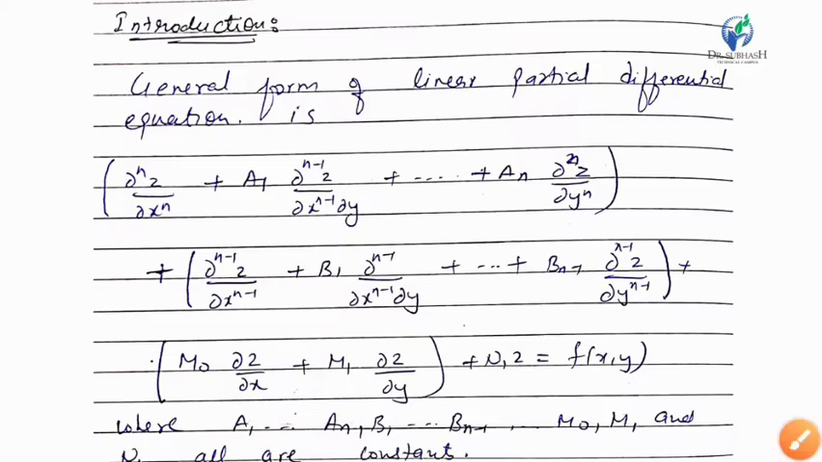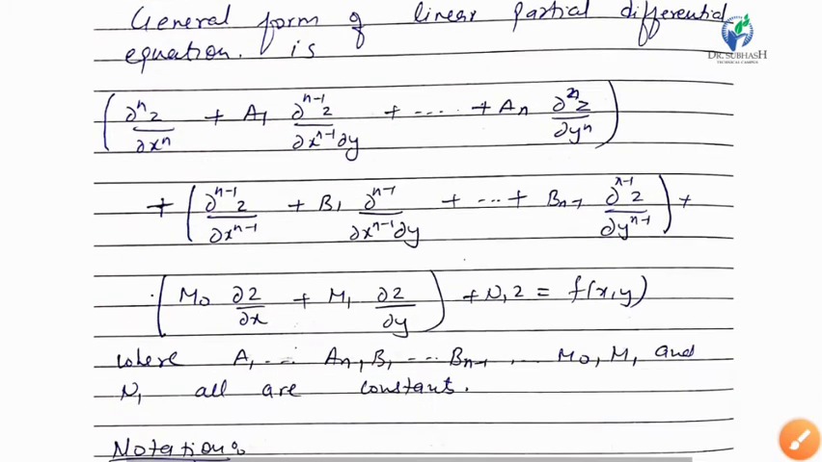First, let us see the general form of linear partial differential equation. ∂^n z/∂x^n + a1 ∂^n z/∂x^(n-1)∂y + up to an ∂^n z/∂y^n + ∂^(n-1) z/∂x^(n-1) + up to b(n-1) ∂^(n-1) z/∂y^(n-1) + m0 ∂z/∂x + m1 ∂z/∂y + n1 z = f(x,y). This is the general form of linear PDE.